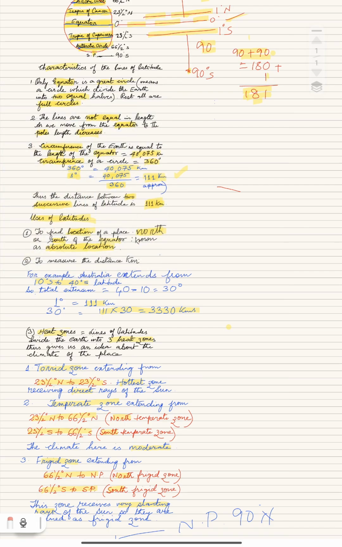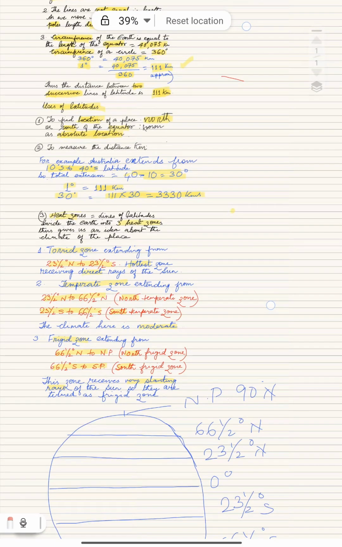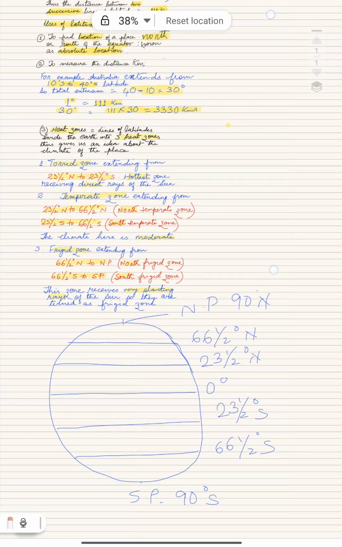Now we all know, for example, Australia extends from 10 degrees south to 40 degrees south latitude. So total extension is 40 minus 10, that comes to 30 degree. Now we all know 1 degree is equal to 111 kilometers. So 30 degree will be 111 into 30, that comes to 3330 kilometers.